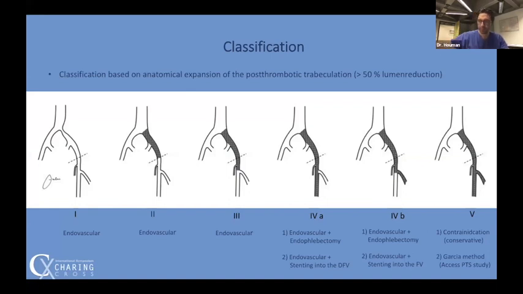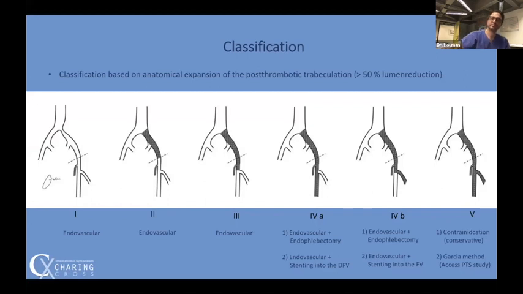Group two are patients with chronic venous obstruction of the iliac tract without any involvement of the common femoral vein, with a perfect inflow. Group three are patients with involvement of the common femoral vein, but only cranial to the ostium of the deep femoral vein. This group of patients can be treated in an endovascular manner with a distal landing zone of the stent just above the orifice of the deep femoral vein. Group 4A, the post-thrombotic changes go more distally and involve the femoral vein. The deep femoral vein is the main inflow vein. These patients need either stenting into the deep femoral vein or a hybrid approach with endophlebectomy of the common femoral vein.